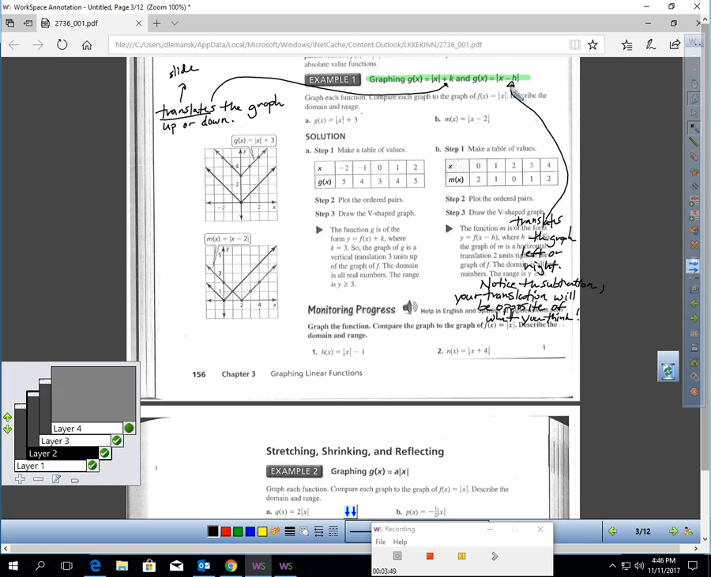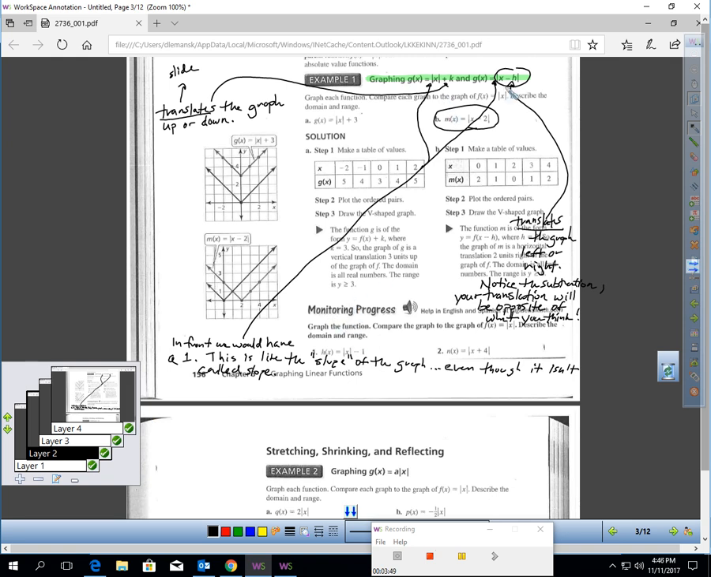If you add or subtract inside the absolute value, this will translate. It will slide the graph left or right. Now, I want you to notice the subtraction. Notice the subtraction. Your translation will be the opposite of what you think. So if you see, like here, when you see minus 2, that actually means move the graph to the right, not to the left. It's opposite of what you'd think.